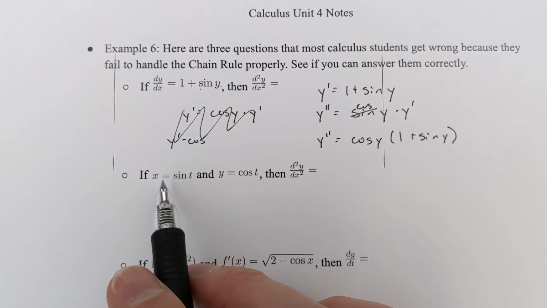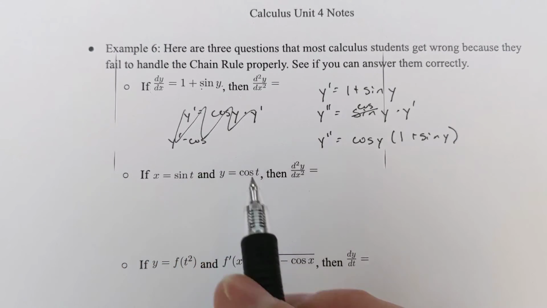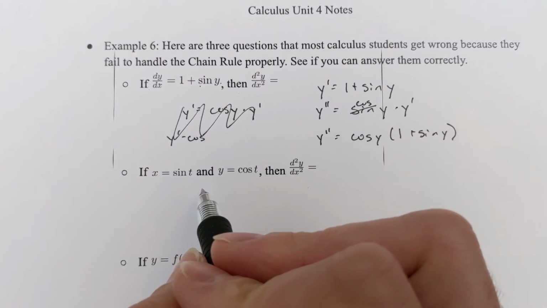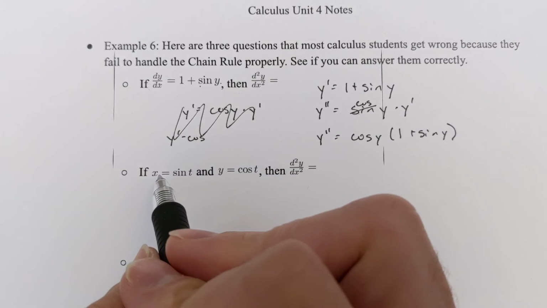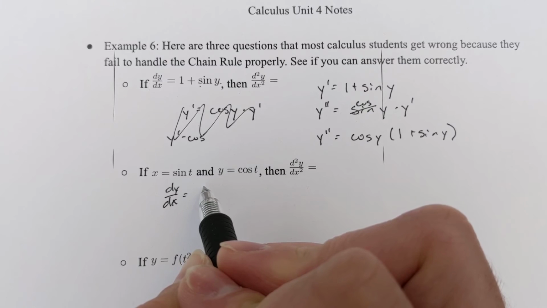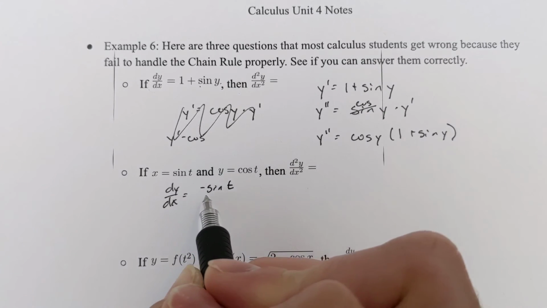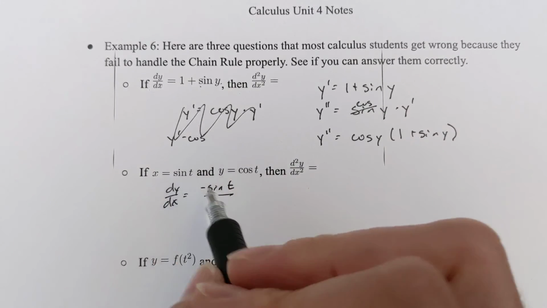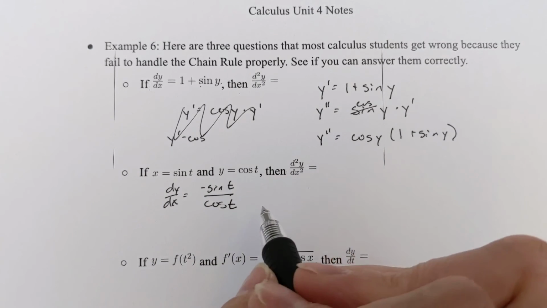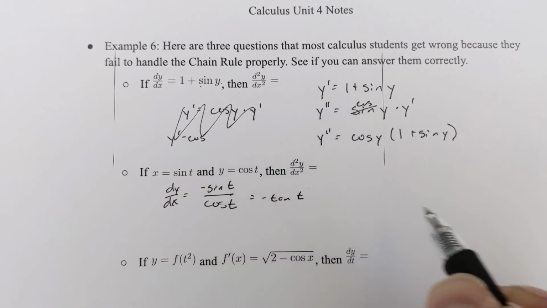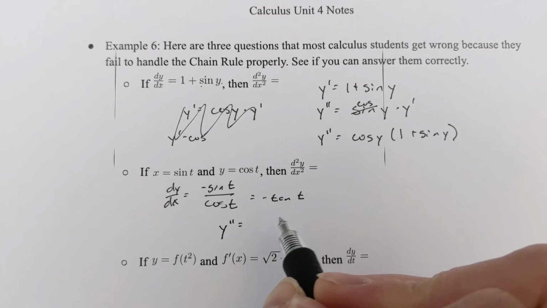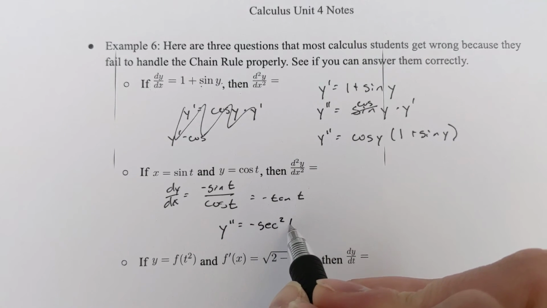So let's see here. x equals the sine of t, y equals the cosine of t. So the second derivative here, so dy/dx would be the derivative of y, so the derivative of cosine t is going to be negative sine t. And on the bottom, it's going to be positive cosine t. So this is actually the negative tangent of t. And then the second derivative would be negative secant squared t.